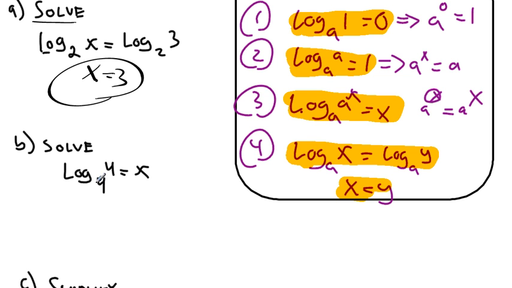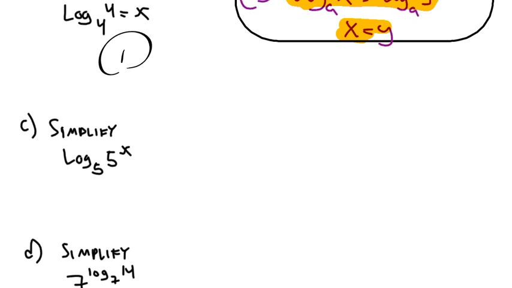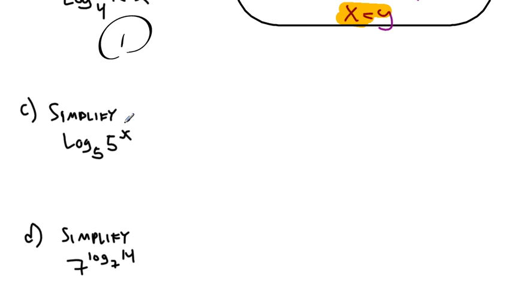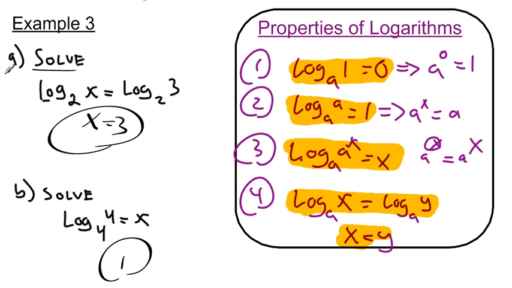Okay, so this right here has to be 1, and that's because of that property right there. Okay, example C now. So if I have log base 5 of 5 to the power of x, what must this equal? Let's look at our properties again. Okay, here are our 4 properties. Yes, answer out loud. It's okay. Which one of those 4 properties would we use?